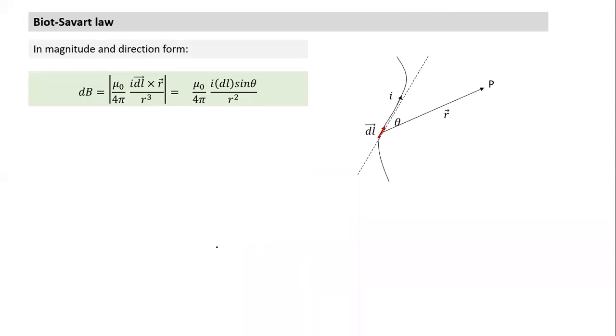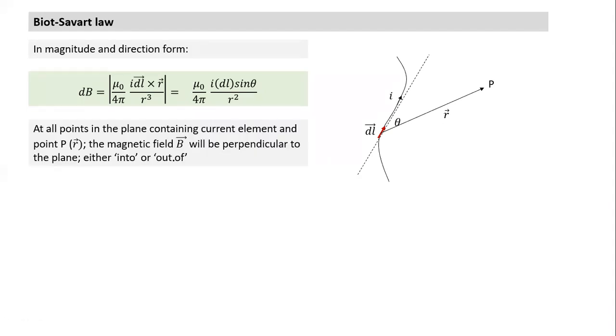Okay. So magnitude and direction. I hope we have understood. We need to clearly understand which current element we are taking into account, which point we need to calculate the field at, what is the position vector, what is the theta, and what is the distance, and then we can apply the formula and easily calculate.